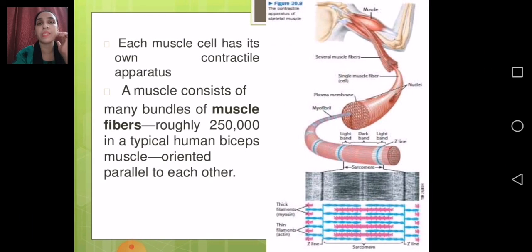Muscle fibers are roughly 250,000 in a typical human bicep muscle, oriented parallel to each other. They are placed parallel to each other. So that is quite clear to you all.